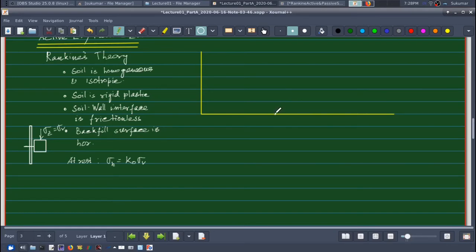So say this is my Mohr circle when the soil is at rest condition. Okay, so this is my sigma v, this is my K naught times sigma v, or sigma h. Now suppose I move away the wall from the backfill, that means I allow active condition to take place.